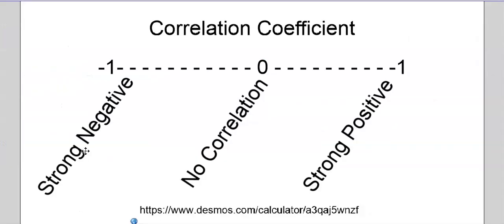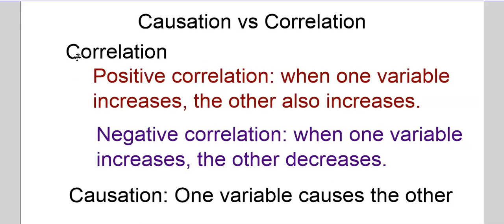So to recap, strong negative correlation is really close to -1. Strong positive correlation, really close to +1. No correlation would be 0. So for correlation, positive correlation, when one variable increases, the other also increases. Negative correlation, when one variable increases, the other decreases.